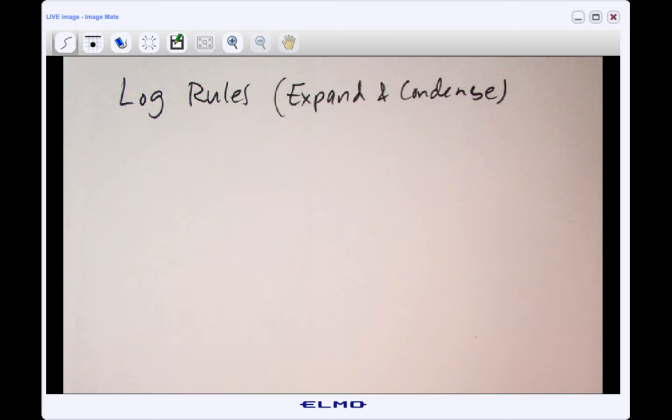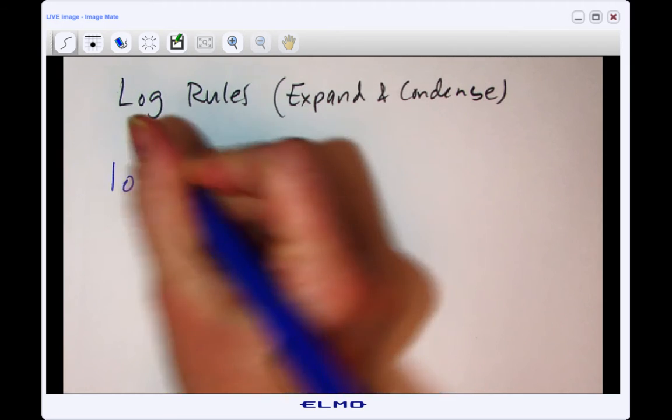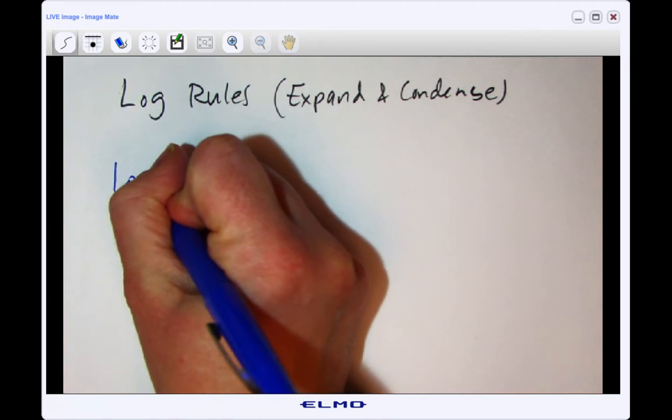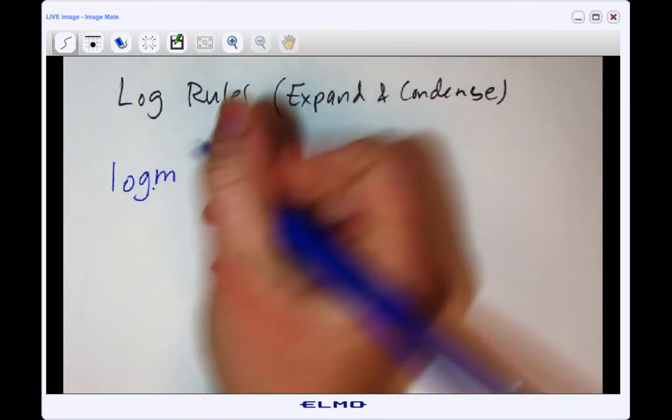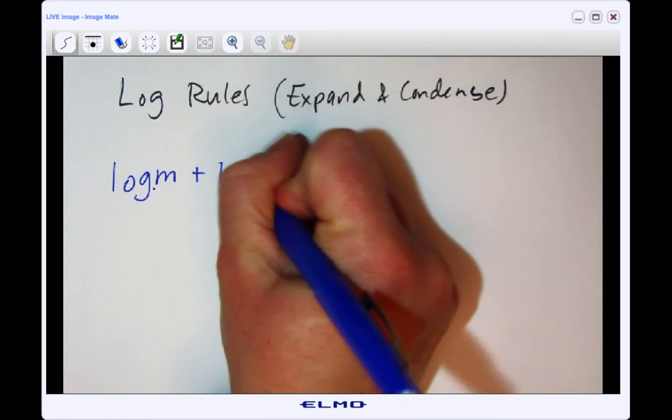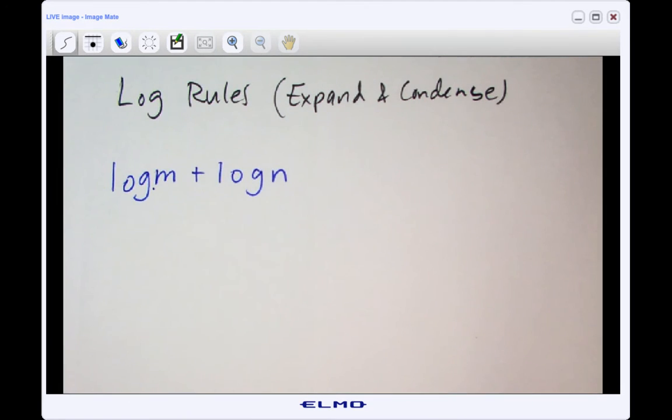All right, we're going to look at our log rules, and we're going to look at how to use these to expand and condense logarithms. So the first one that we're going to look at looks like this. It's actually, if we add two logs together that look like this, that have the same base.